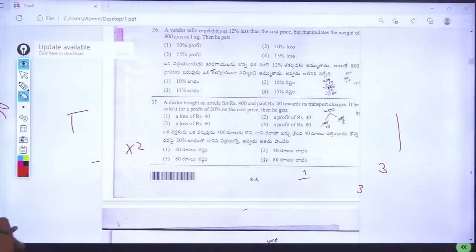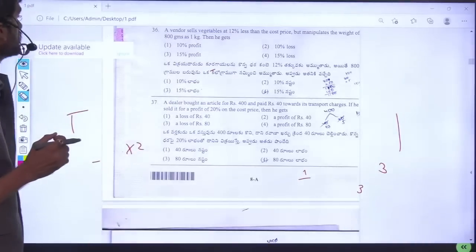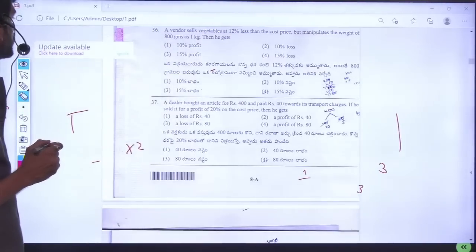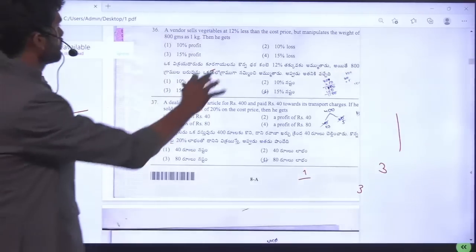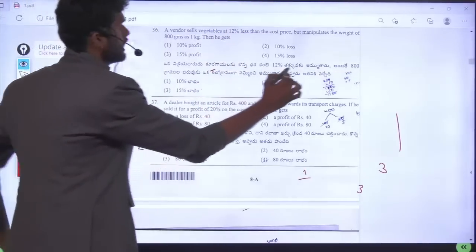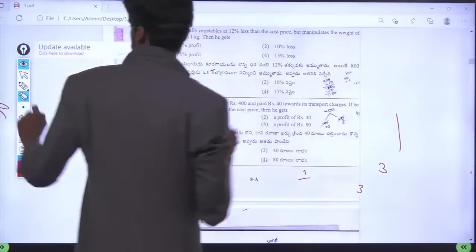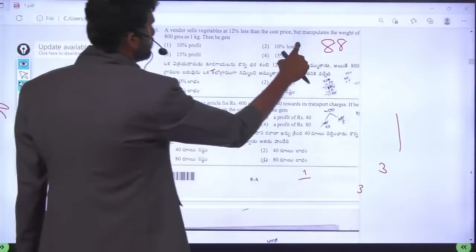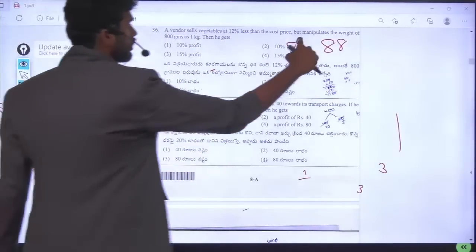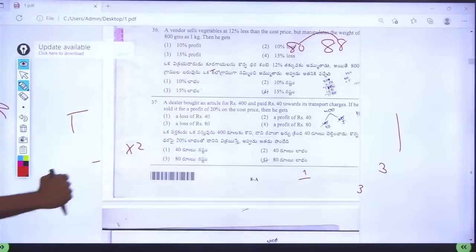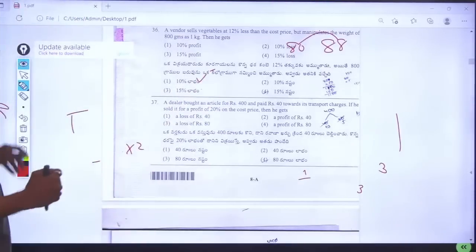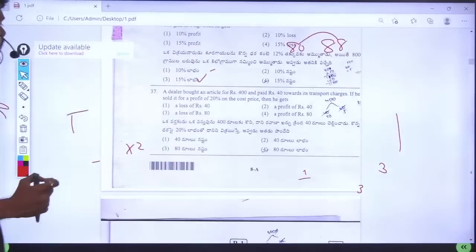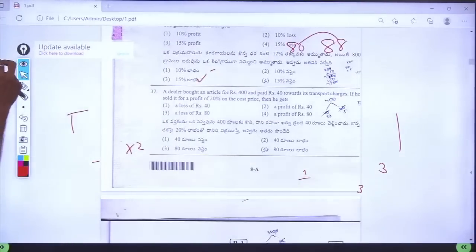What do we get? A vendor sells vegetables at 12% less than the cost price but manipulates the weight, giving 800 grams as 1 kg. Then he gets, they asked. If the cost price is 100, 12% less means we are selling at 88%. But for 1 kg he gives 800 grams, so we get 80. The profit is 8/80, that is 10% profit. Option 1 is correct.